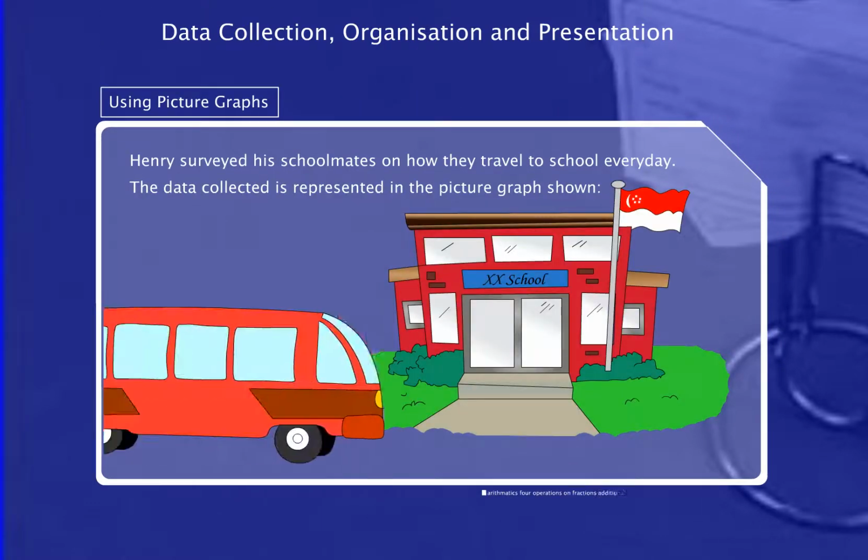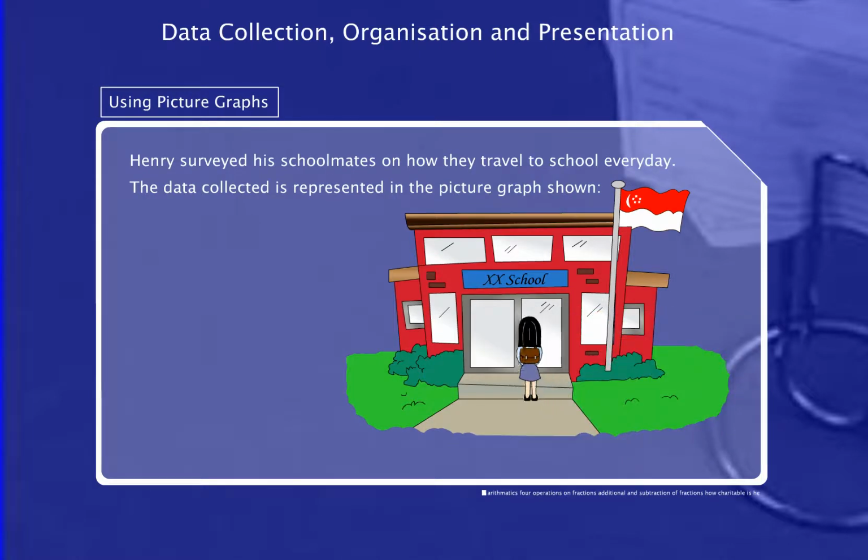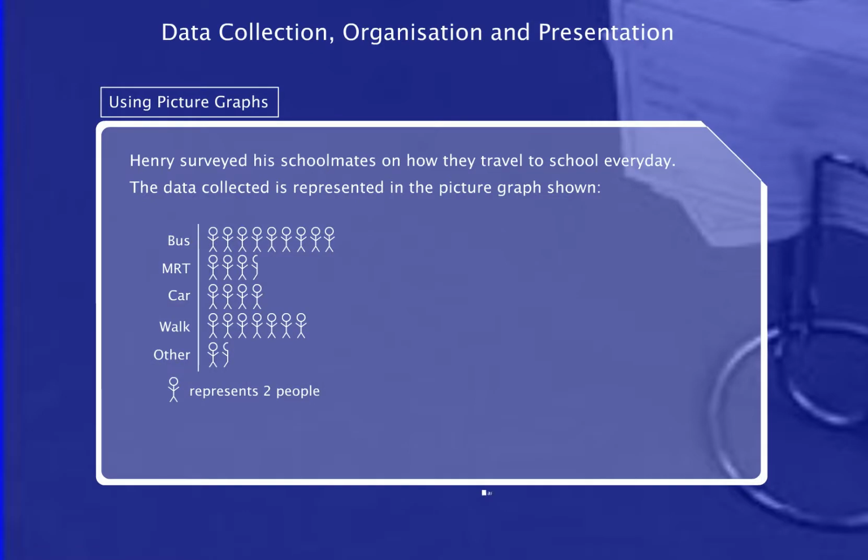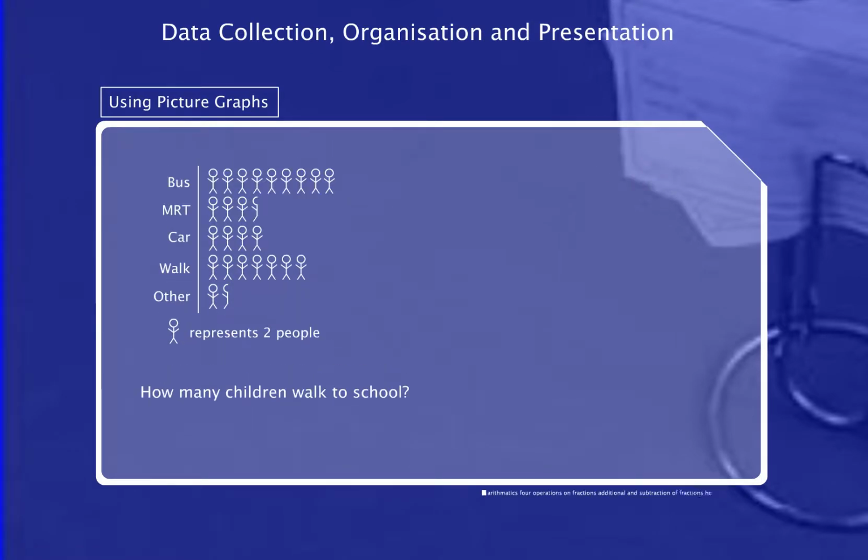Henry surveyed his schoolmates on how they travel to school every day. The data collected is represented in the picture graph shown. How many children walk to school? How many more children go to school by bus than by MRT? How many children did Henry survey altogether?